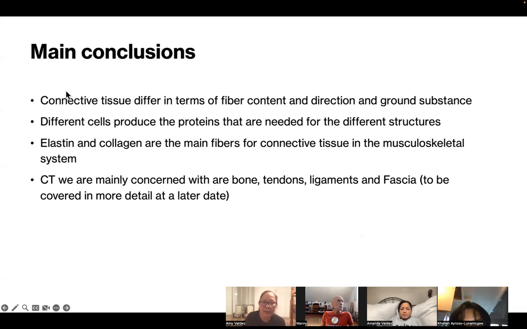Okay, main conclusions. Connective tissues differ in terms of fiber content and direction, and the amount of ground substance. Different cells produce the proteins that are needed for the different structures. Elastin and collagen are the main fibers for connective tissue in the musculoskeletal system. We are mainly concerned with our bone, tendons, ligaments, and fascia, which is to be covered in more detail at a later date.